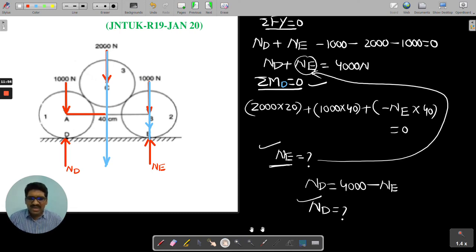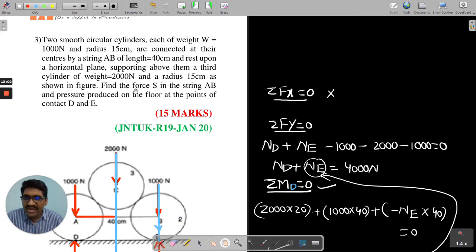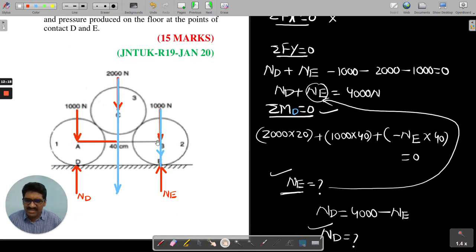Okay, so this completes 50% of your problem. Now just see what the next case is. What he was asking: find the force S in the string. So the pressure exerted on the floor is over. Pressure means what? Reactions at D and E. Now he was asking to determine the string force acting. So what will he do? The string is here. This is the string actually. Am I right?